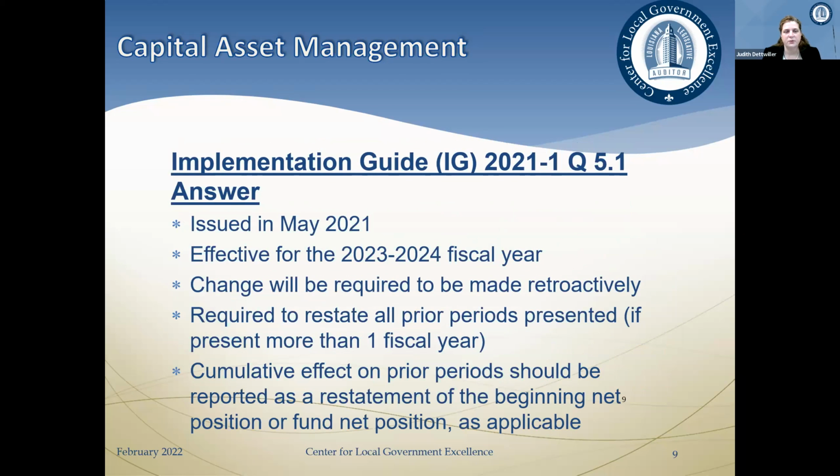Some things to keep in mind with that implementation guide: this is going to be in effect for the 2023 to 2024 fiscal year end. And those changes are going to be required to be made retroactively. You're going to have to restate your prior period presentation, and it's going to have a cumulative effect on prior periods. It's going to be reported as a restatement of your beginning net position or fund net position, however it's applicable. And again, you can get with your auditor or your contract accountant or whoever to help you get that implemented correctly.